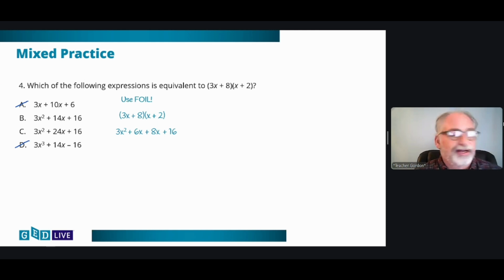And now we've got some common terms here. These are the same kinds of x, 8 of them and 6 of them. So we can combine those. 8x plus 6x is 14x. Thank you, folks. And now we can match our answer. We can be sure we got the right answer.